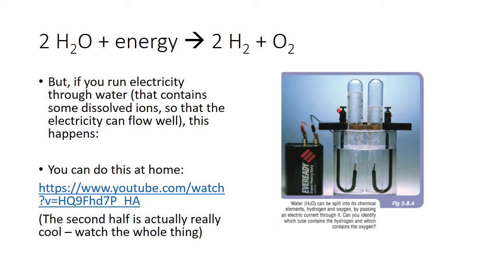But we can also run this reaction backwards. If we take the water and we add energy to it, we can produce the hydrogen and the oxygen. One way to do that is to run electricity through water. You need some dissolved ions in there to help the electricity flow. And you can actually do this at home, outside. And please don't try to create a fireball out of your hydrogen and oxygen. You're going to be there a while trying to collect that hydrogen anyway. But that's a pretty cool video.